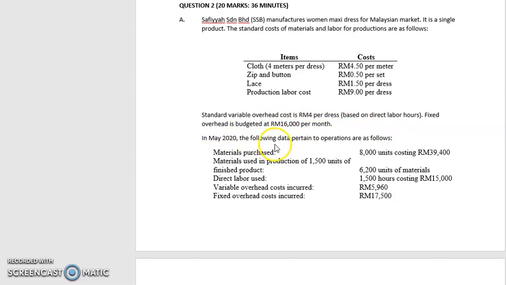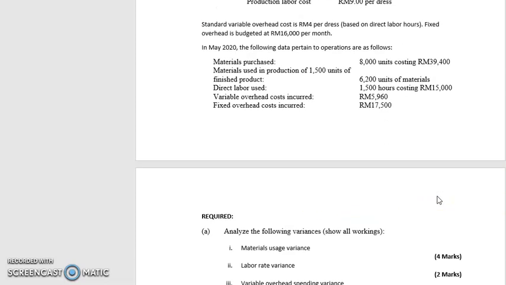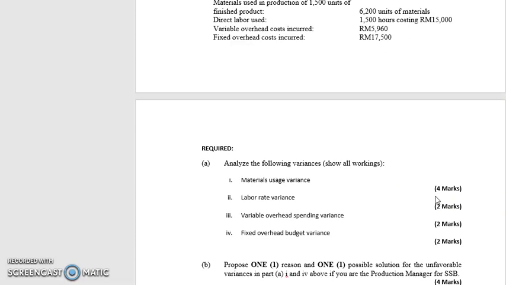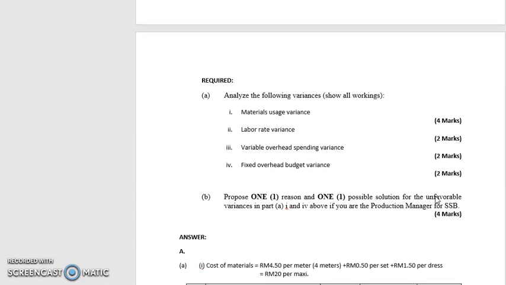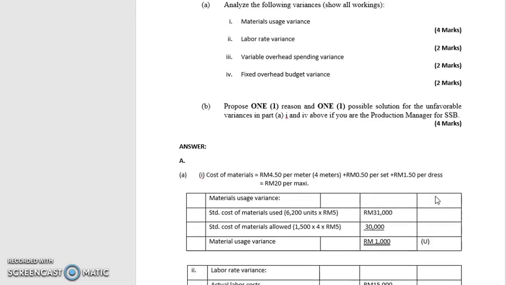In May 2020, the following data pertain to operation are as follows. So direct material purchase, material use, finished product, direct labor use, variable overhead cost incurred, fixed overhead cost incurred. So the requirement: material usage variance, labor rate variance, variable overhead spending variance, and fixed overhead budget variance. So first is the material usage variance.